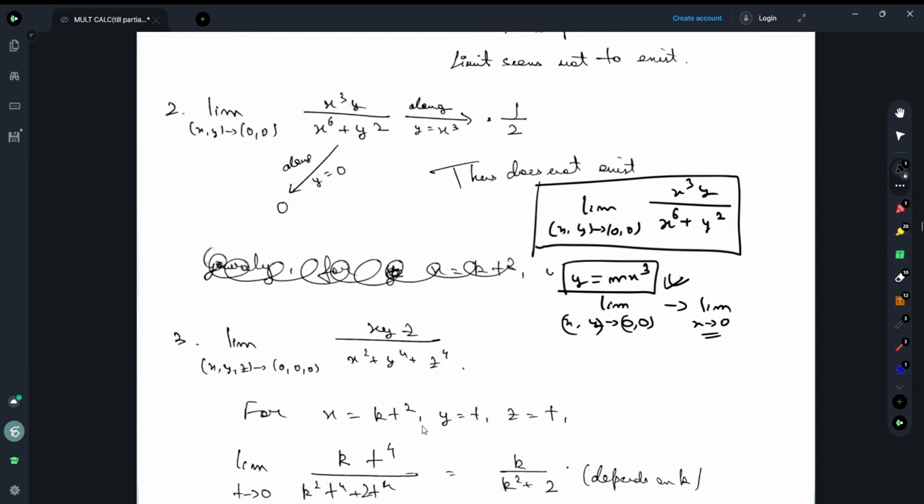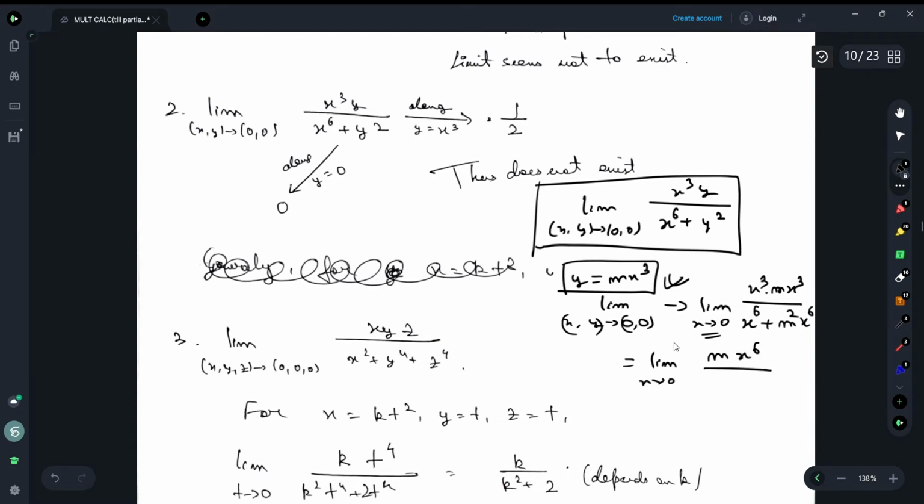Is it clear? And since we have taken y equals mx cube, we can put y equals mx cube in the function. So you get x cube times m times x cube divided by x to the power 6 plus m square x to the power 6. Is it clear? This can be written as limit x tends to 0. Now you have here m x to the power 6, and from the denominator you can take x to the power 6 common. You have 1 plus m square left. Now this cancels out since x is not equal to 0. So you're left with m over 1 plus m square, which seems to be a constant, right?